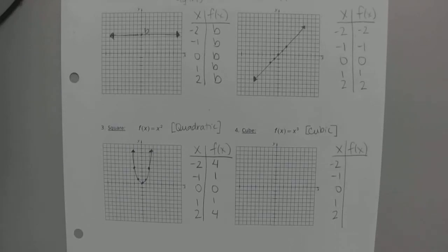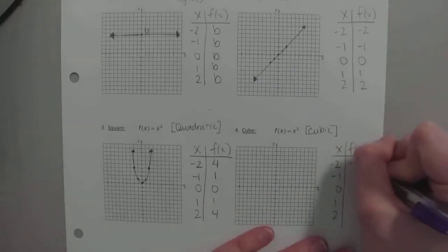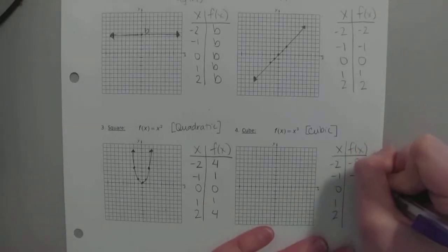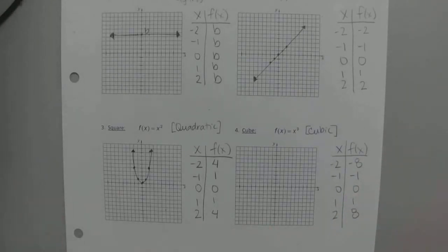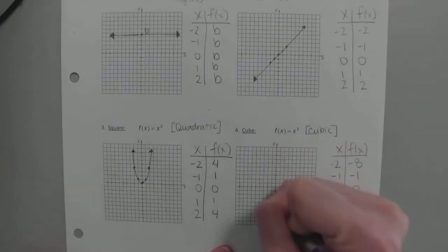So, like I said, the negatives will stay negative when you cube it. The positives will stay positive. So 2 cubed is 8. So -2 cubed is -8. And then -1 is -1, 0. And then we'll just have +1, +8. Okay? So this is the one I call like the snake function once you graph it.